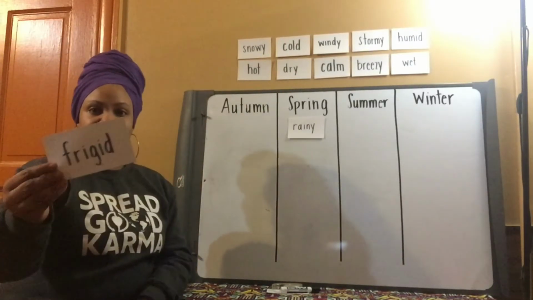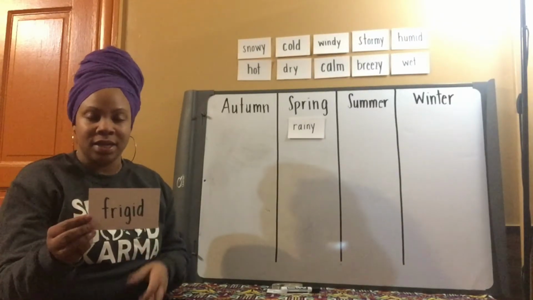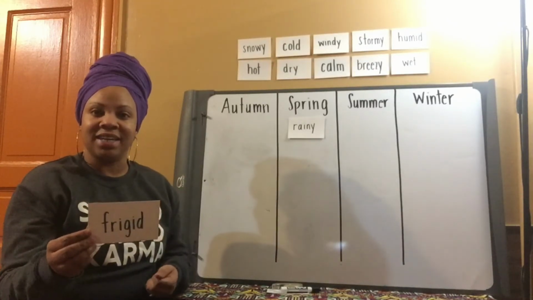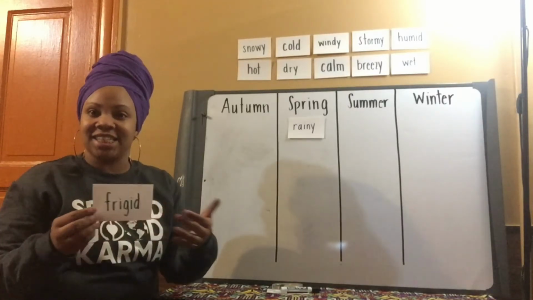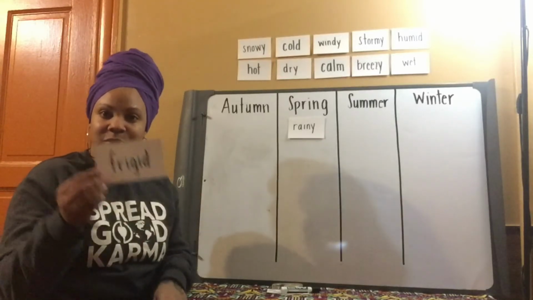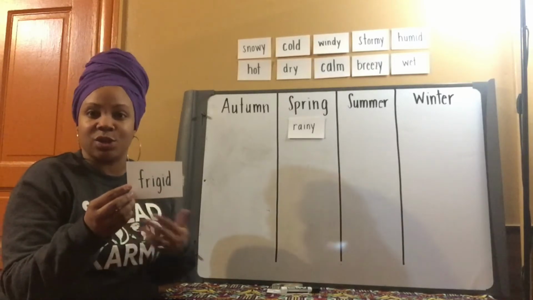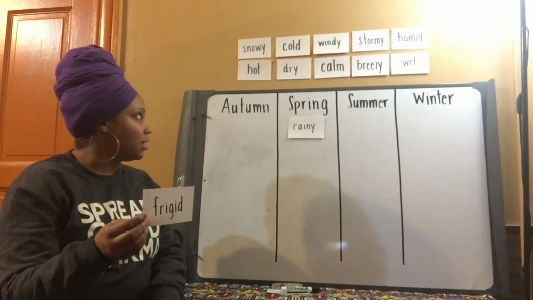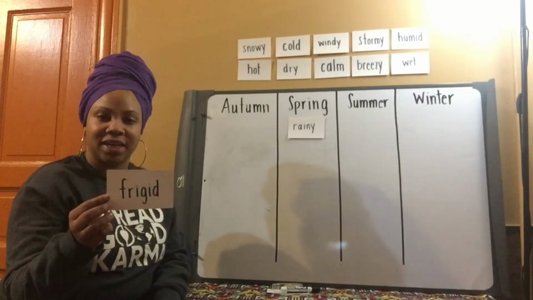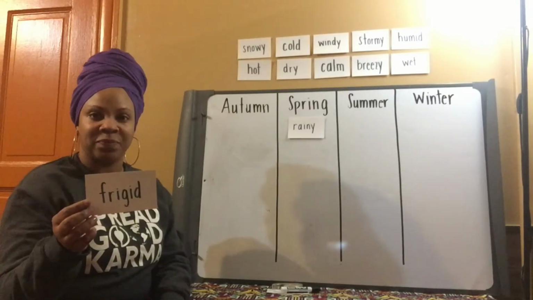Our adjective is frigid. Now, frigid is a more intense way to describe the cold, right? We learned shades of meaning and that there are adjectives that are a little more intense and can better describe something. So in this case, frigid describes something that's a little more than just cold. So in what season would we have frigid weather? What do you think? Would it be autumn, spring, summer, or winter?